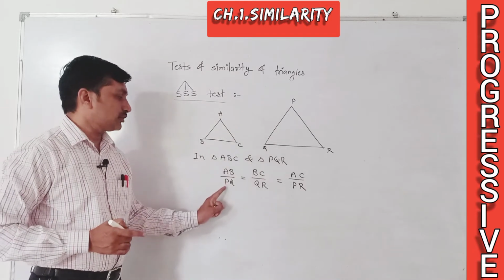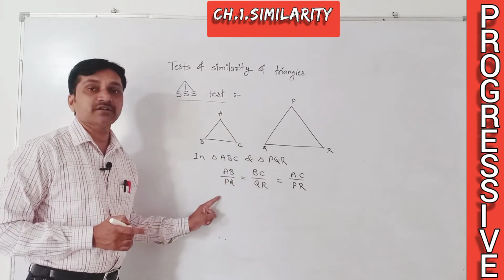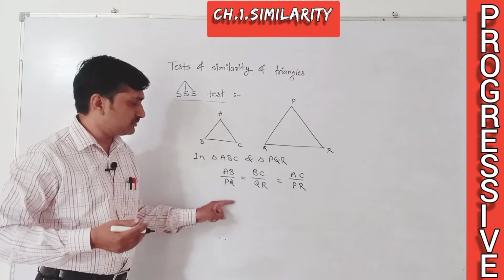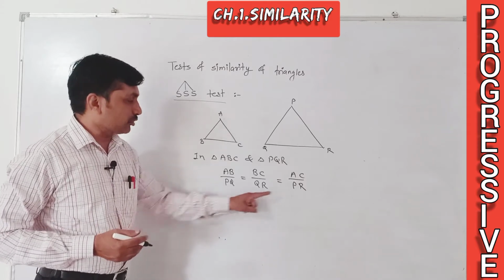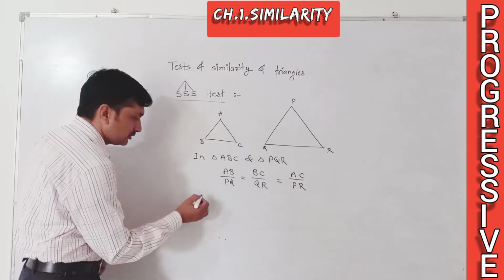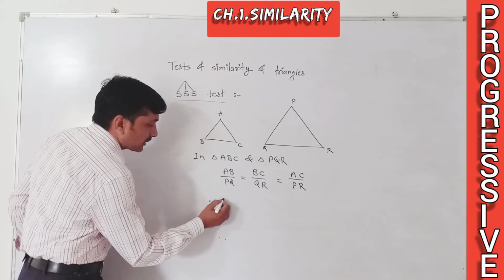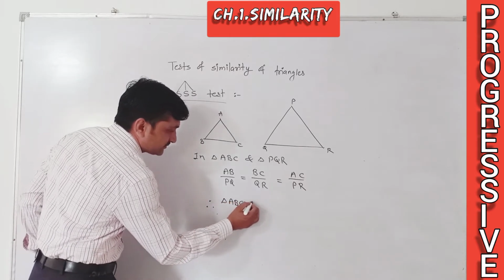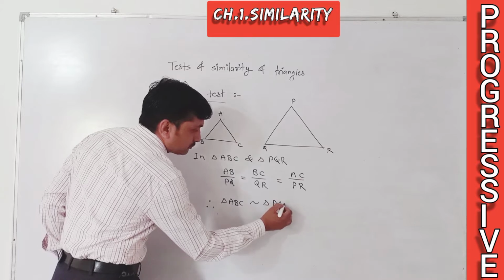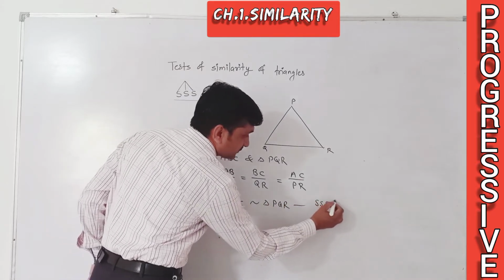In these two triangles, all three corresponding sides are in proportion. Corresponding sides are in proportion means their ratios are equal. If all three corresponding sides are in proportion, then we can say triangle ABC is similar to triangle PQR by SSS test.